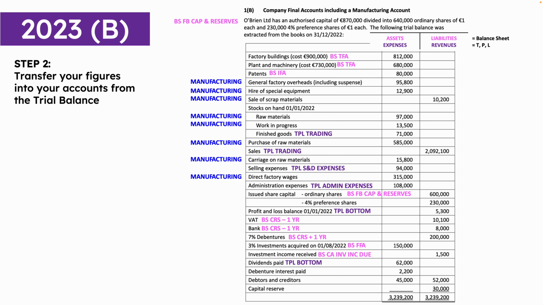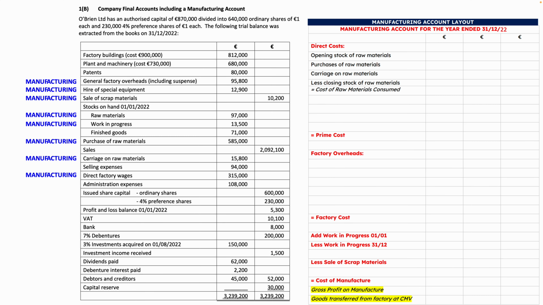Dividends paid will be taken away at the bottom of the TPL. Debenture interest paid will help us work out how much debenture interest is due at the end of the year, and that will go into the balance sheet creditors minus 1 year. Debtors, we have balance sheet current assets, and creditors, we have creditors minus 1 year. Capital reserve then, we have that in the balance sheet financed by capital and reserves.